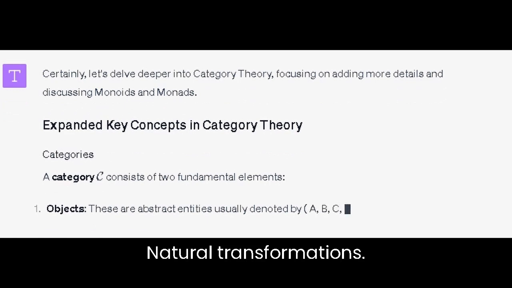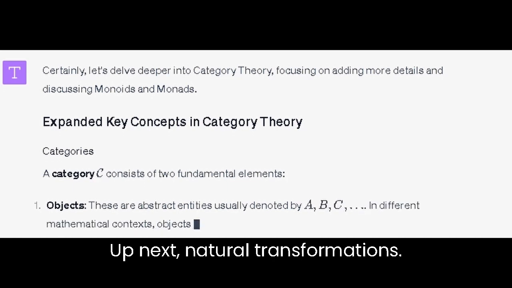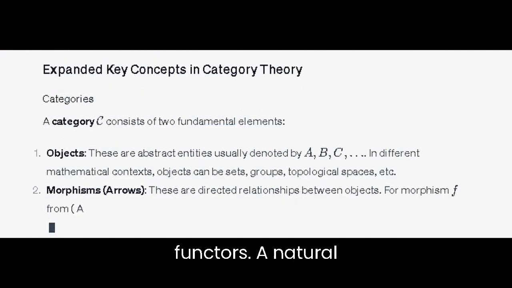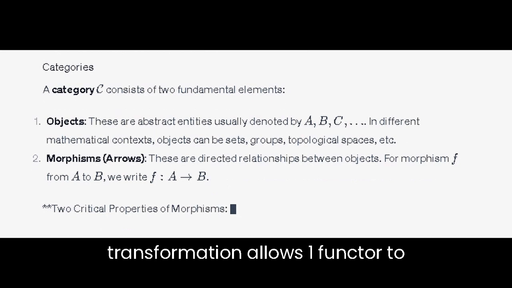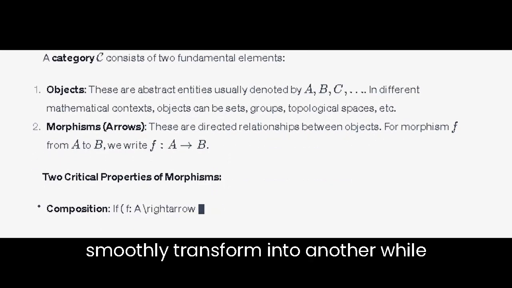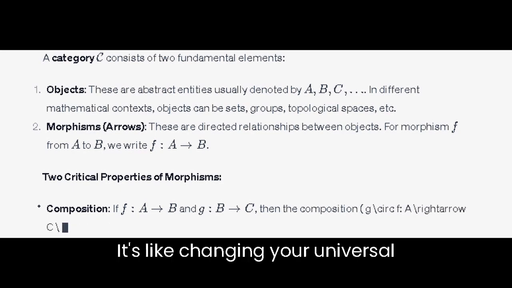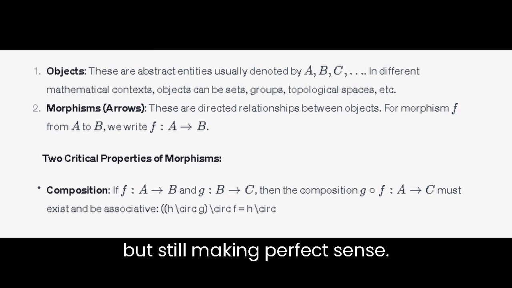Natural transformations. Up next, natural transformations. These are sort of like morphisms between functors. A natural transformation allows one functor to smoothly transform into another while respecting the category's structure. It's like changing your universal translator to speak a different dialect but still making perfect sense.